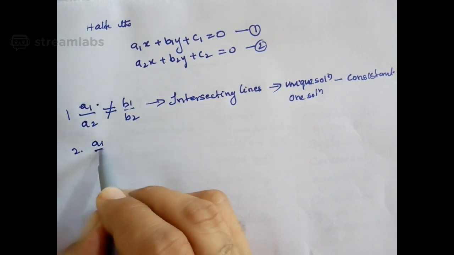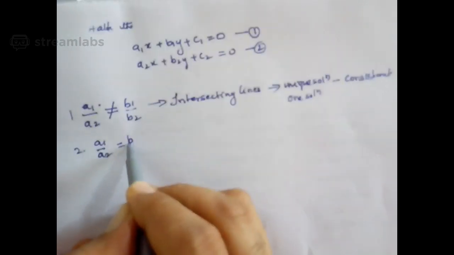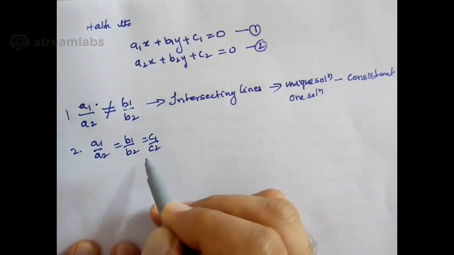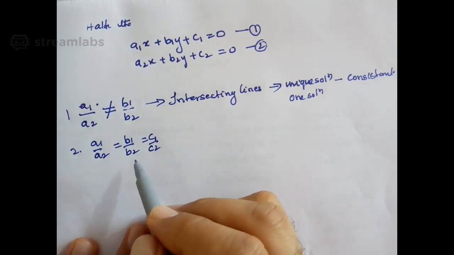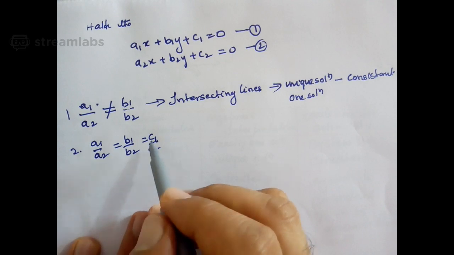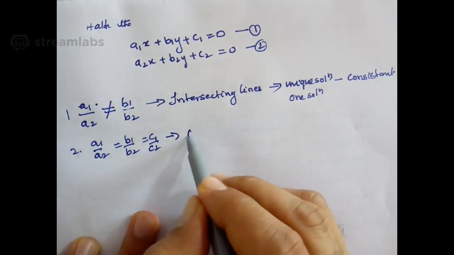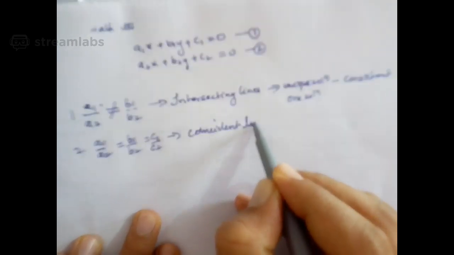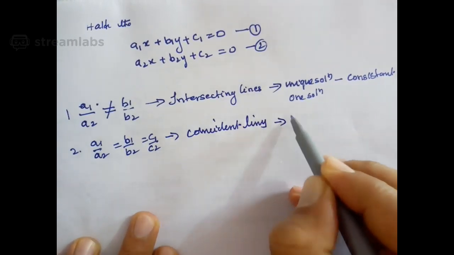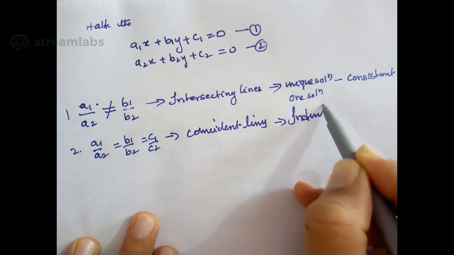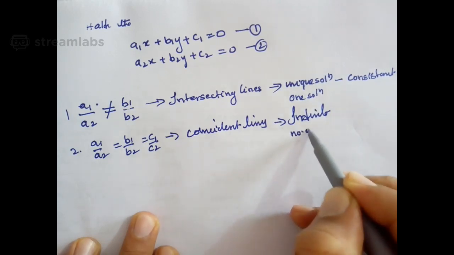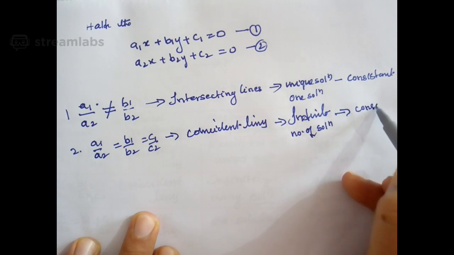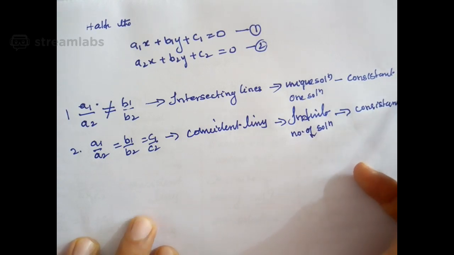If a1 by a2 is equal to b1 by b2 is equal to c1 by c2, they are coincident lines. And it has, as I said earlier, an infinite number of solutions. And this is also consistent because it has a solution.